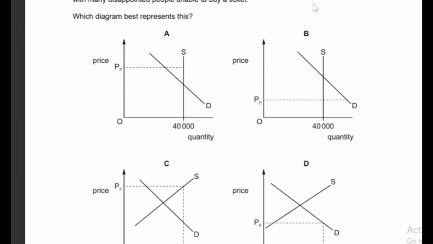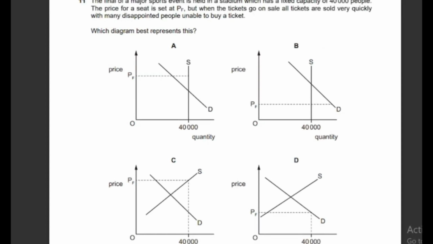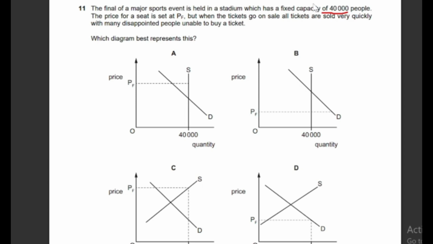Moving to the next question, question number 11, and the final of a major sports event is held in a stadium which has fixed capacity of 40,000 people. So one thing we found here is that supply will be fixed because of fixed capacity. So we can see that supply is fixed in option A, that is 40,000 vertical straight line supply curve, and in option B supply is again fixed at 40,000. In other cases supply is not fixed, so we will cross them.